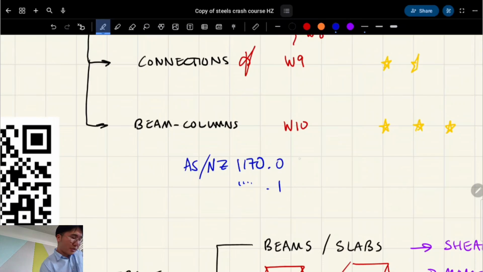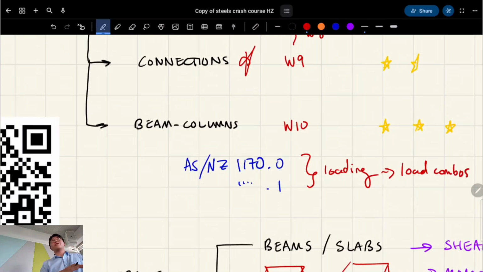This is basically everything to do with your loading. You won't really have to look closely at these standards because they're going to be covered in depth in the lectures. Everything you need to know that's relevant to the course will be in the lectures. This is where load combos come from. It's generic to all the materials, so even for concrete, you go back and use these.